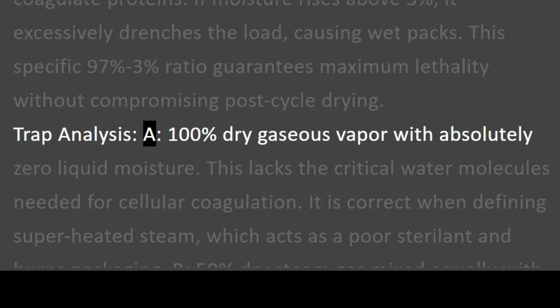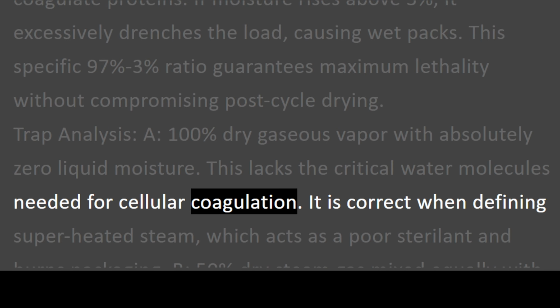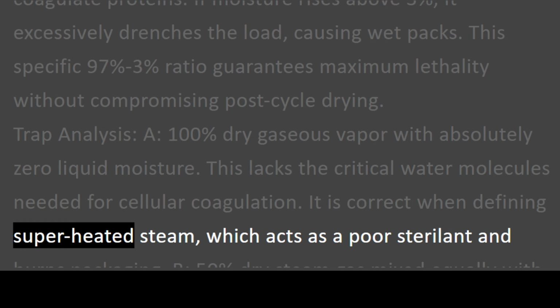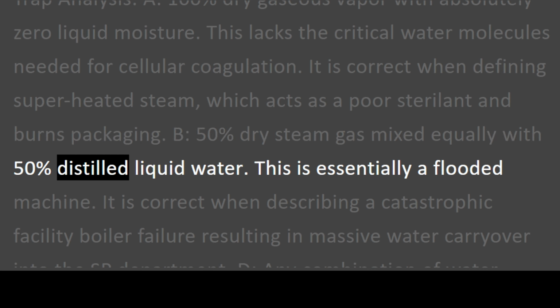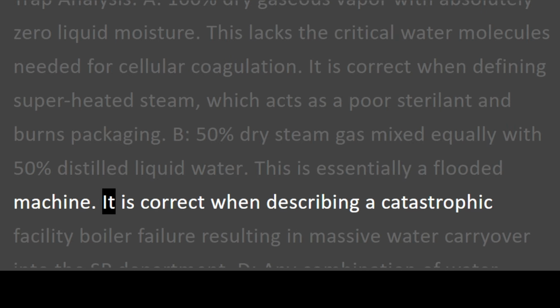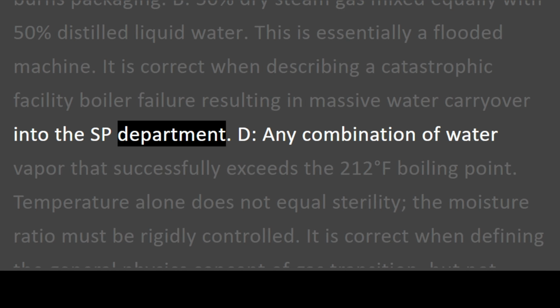Trap analysis. A. 100% dry gaseous vapor with absolutely zero liquid moisture. This lacks the critical water molecules needed for cellular coagulation. It is correct when defining superheated steam, which acts as a poor sterilant and burns packaging. B. 50% dry steam gas mixed equally with 50% distilled liquid water. This is essentially a flooded machine. It is correct when describing a catastrophic facility boiler failure resulting in massive water carryover into the SP department.